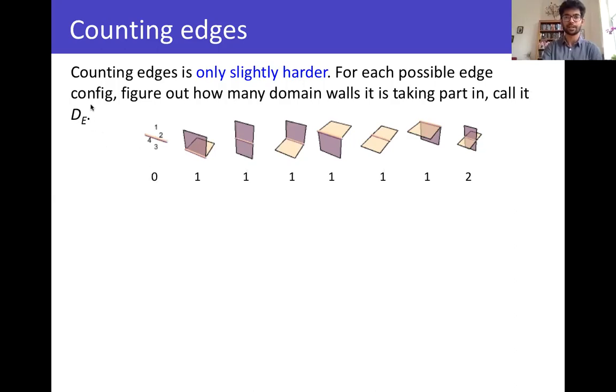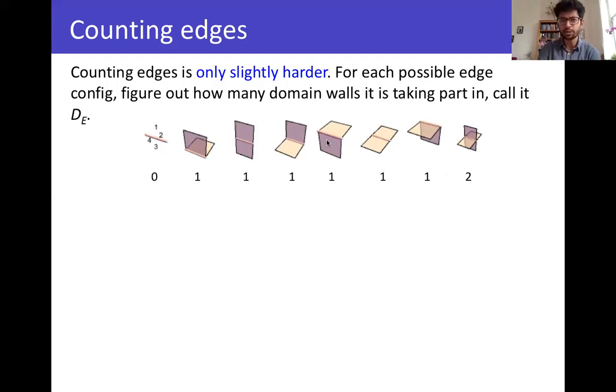I'm going to denote the number of domain walls that the edge is taking part in with D sub E. In this case, where I have no domain walls at the edge, D sub E is 0. Now you can have a bunch of different combinations. The domain walls are always closed, so it turns out these are the 8 possible configurations. Here I have one domain wall taking part in this edge, here I have one, here I have one, and so on. Here, on the other hand, I have 2 domain walls taking part at the edge. I should count this twice, because this is really contributing to 2 different things. It should count as 2 in the Euler character sum.